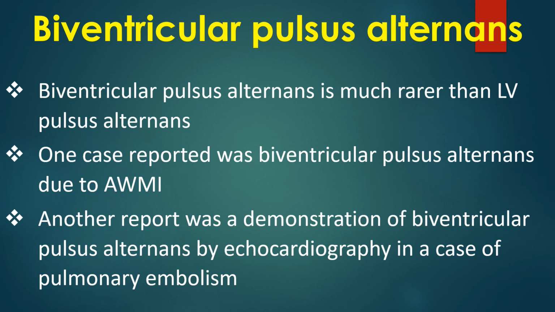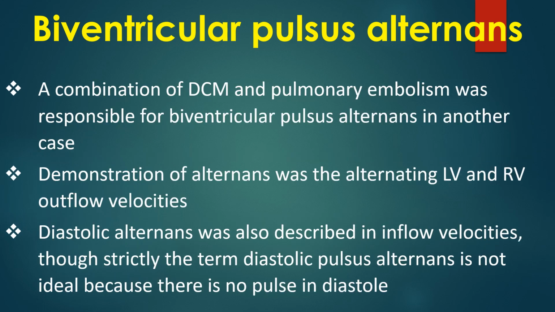One case reported was biventricular pulsus alternans due to anterior myocardial infarction. Another report was a demonstration of biventricular pulsus alternans by echocardiography in a case of pulmonary embolism. A combination of dilated cardiomyopathy and pulmonary embolism was responsible for biventricular pulsus alternans in another case. Demonstration of alternans was the alternating LV and RV outflow velocities.